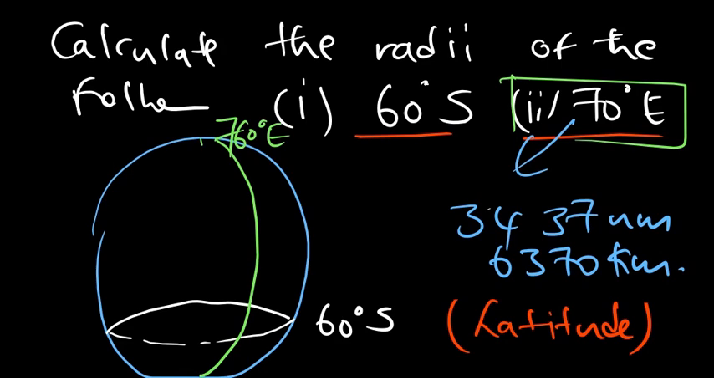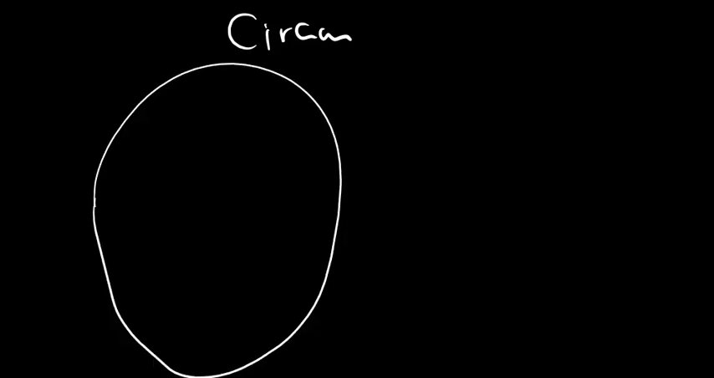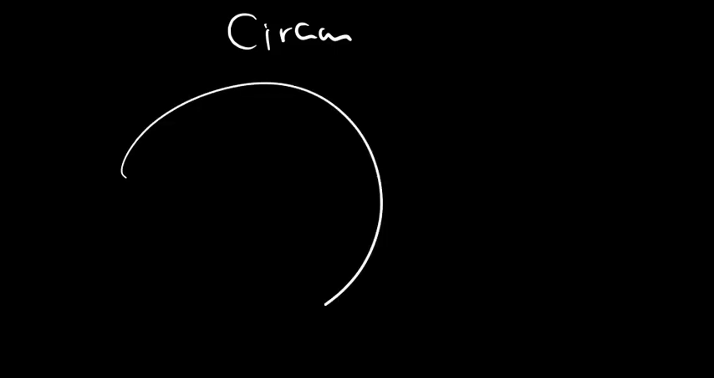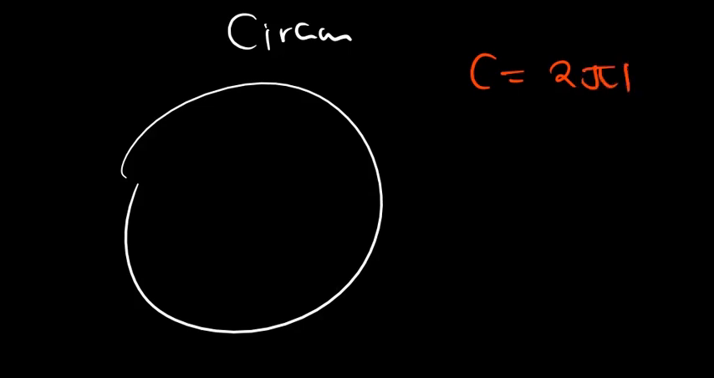Now let's move on to the other section. Under this section, we want to talk about the circumference of the great circles and the small circles under Earth geometry. So let's bring back our Earth. Don't mind my drawing. Let's assume that's our Earth, and we understand the circumference of a circle is given by 2 pi r.